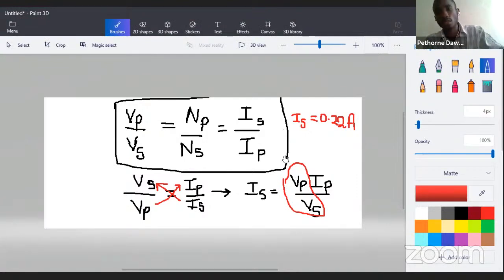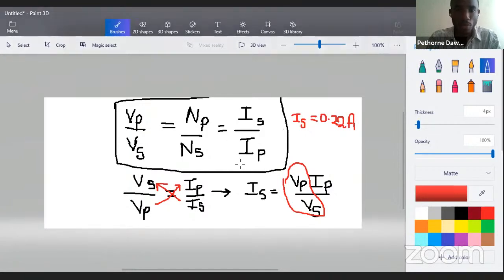Yes, since it's a step up, the current will become less. So we're consistent with our working. Just giving a chance now for anybody who wants to screenshot that, and then I can move on to the remainder of the question.